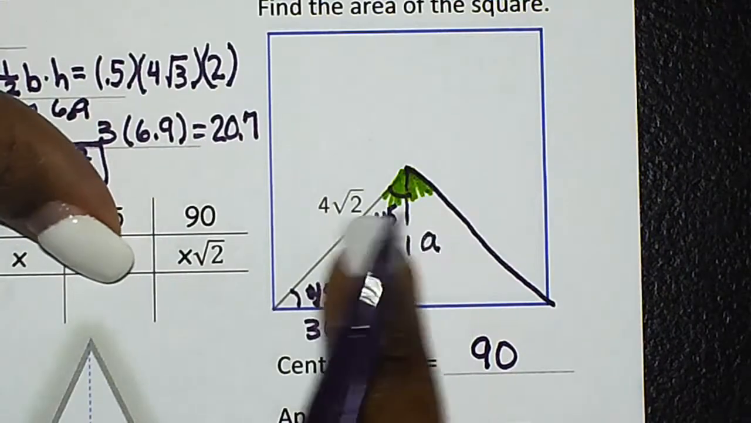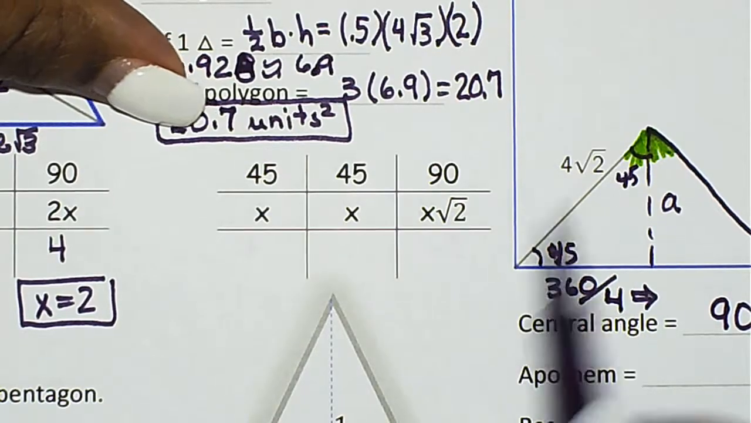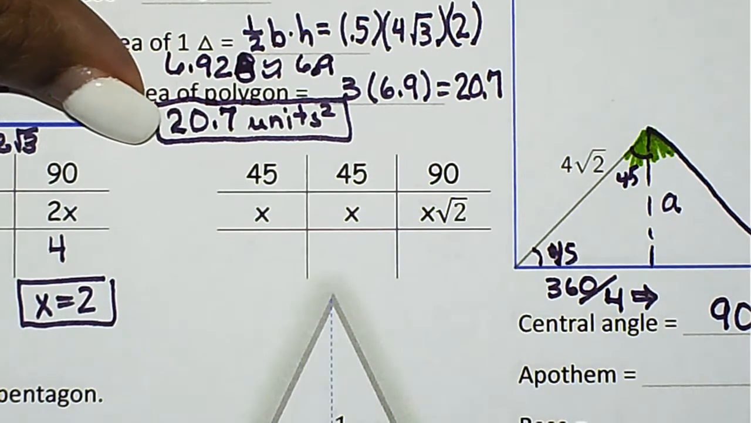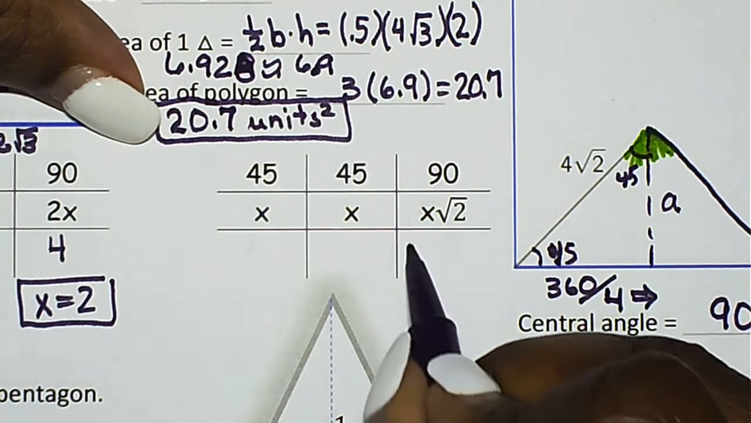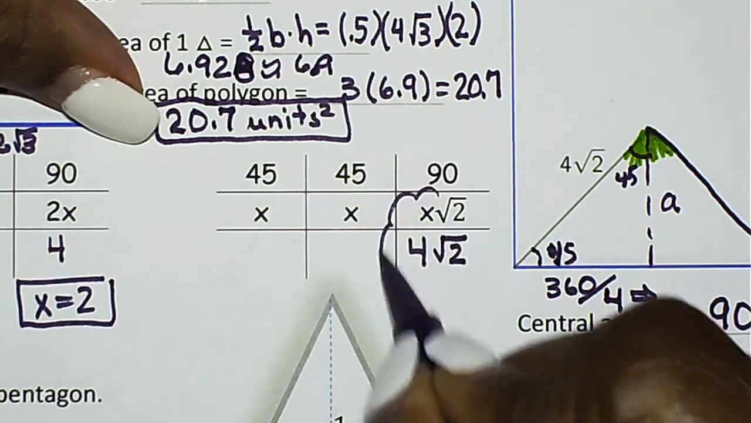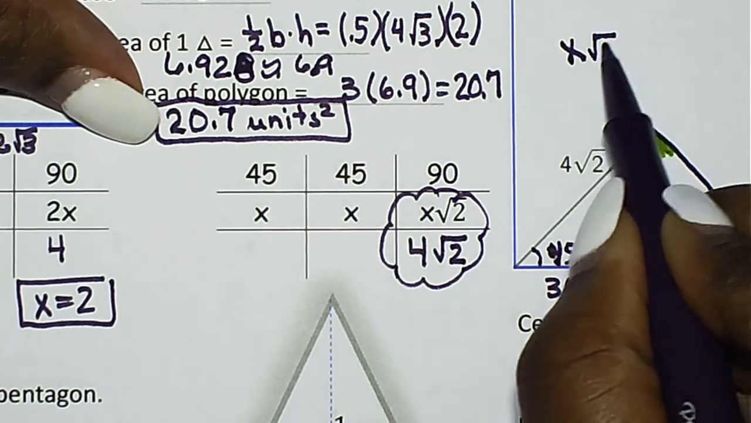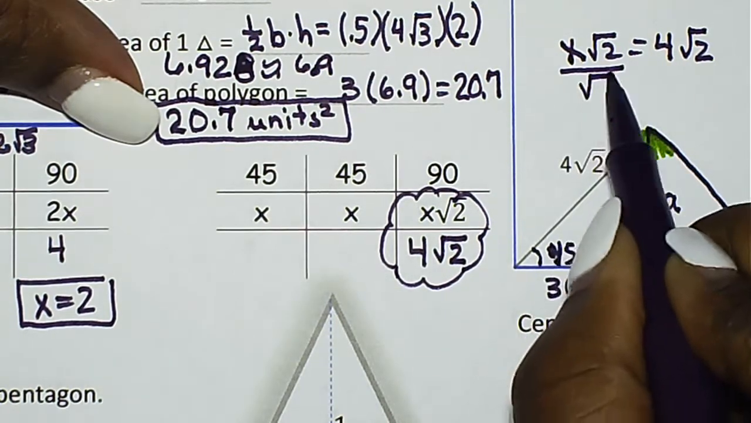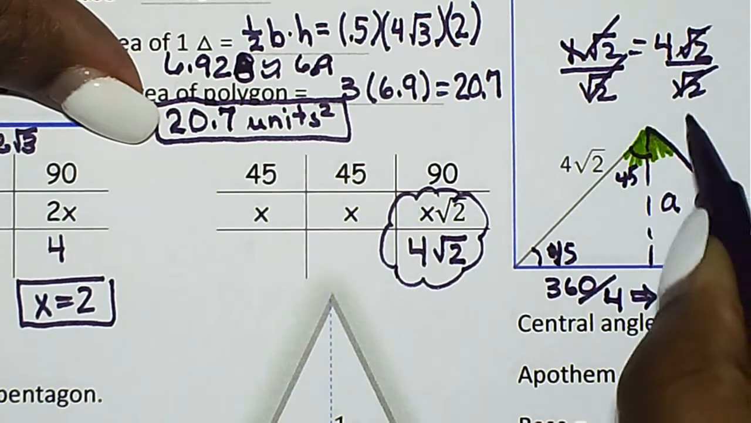So when I divide this in half, that's 45. So that means it's a 45, 45, 90 triangle right here. These are the attributes of a special right triangle. So I have the hypotenuse, which is 4 square root of 2. I don't know what x is, but this is my equation to find it. So x square root of 2 is equal to 4 square root of 2. How am I going to find x? I divide both sides by the square root of 2. So x is equal to 4.